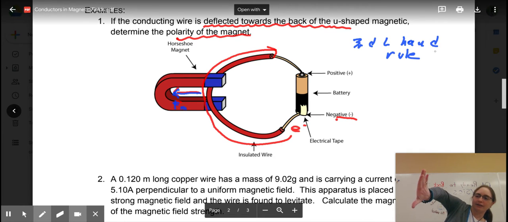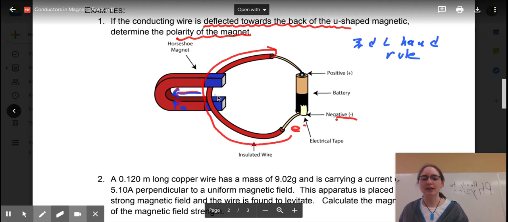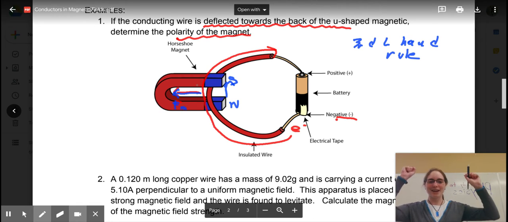There we go. So if electrons are going this way, and the force is going that way, where are our fingers pointing? Fingers pointing up. So that means we are going to have our pole of the magnet pointing this way. In this diagram, that means it's going to be going like that. Remember, our arrows are going to point from north to south. We've determined the polarity of our magnet. Yay! Sounds good? Any questions?